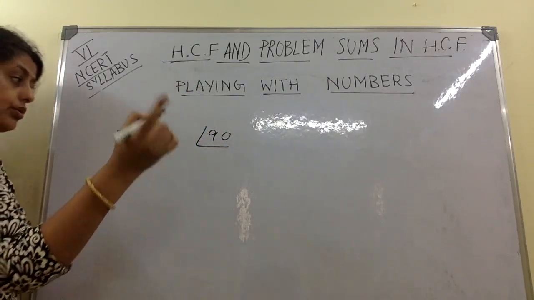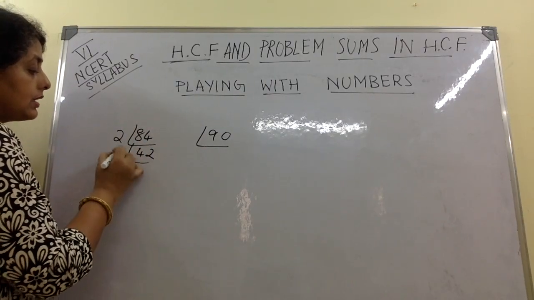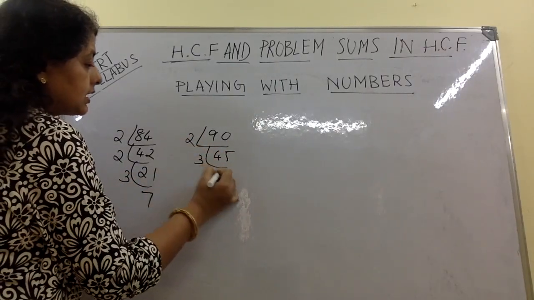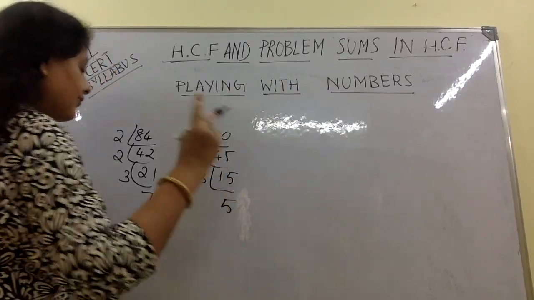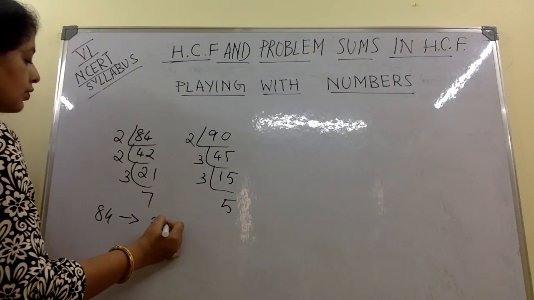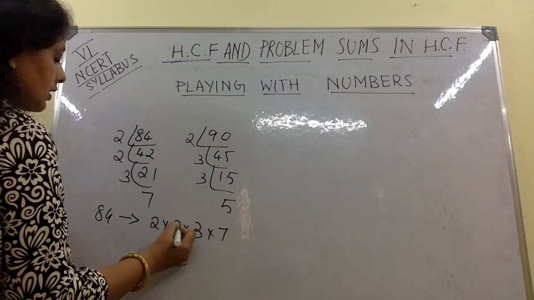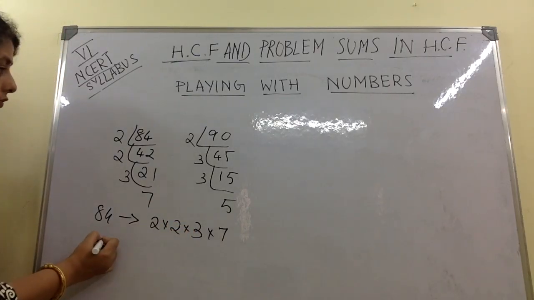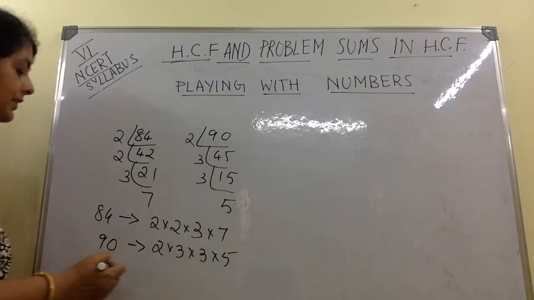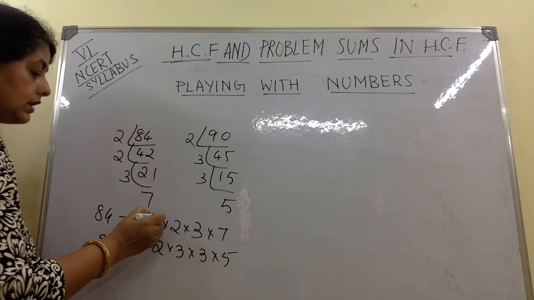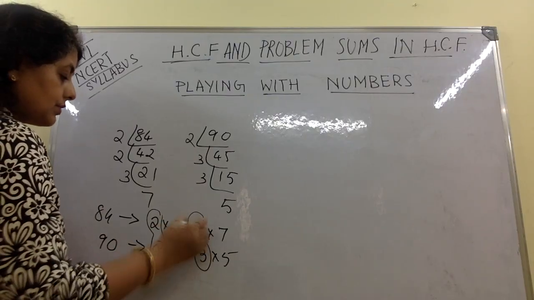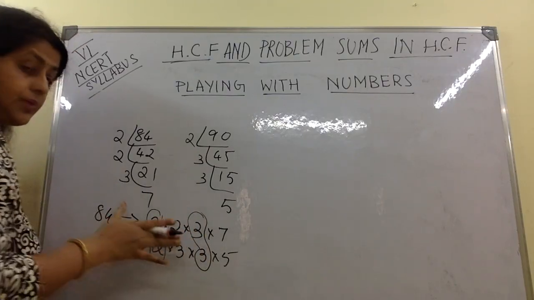Now you know prime factorization. 84 is 42 and 2, 42 is 21 and 2, 21 is 7 and 3. 90 is 45 and 2, 45 is 15 and 3, 15 is 5 and 3. I have finished prime factorization. Now for 84 the factors are 2 into 2 into 3 into 7. For 90 the factors are 2 into 3 into 3 into 5. So here what are the common factors? The common factors are 2, and 3 also. And these are prime factors, remember.